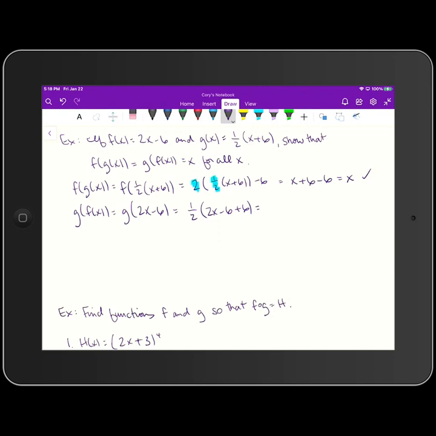When we simplify what we have in the parentheses, the 6's cancel. So this becomes 1/2 of 2x, and 1/2 of 2x is going to be equal to x. So we showed both of those compositions were equal to x. And again, that's a significant finding for us with what we're going to learn in the next lesson.